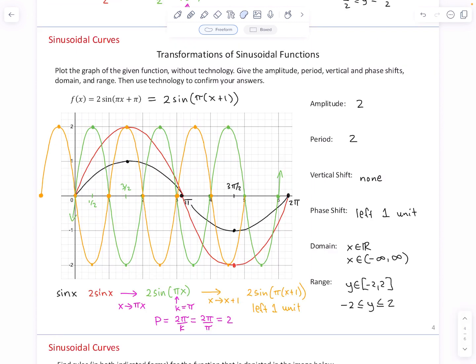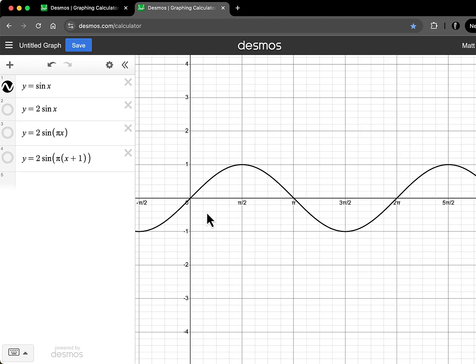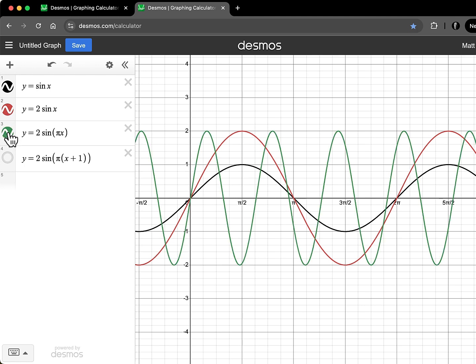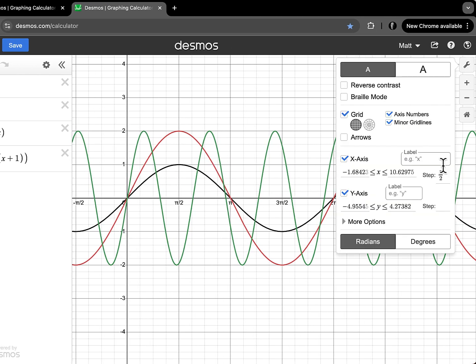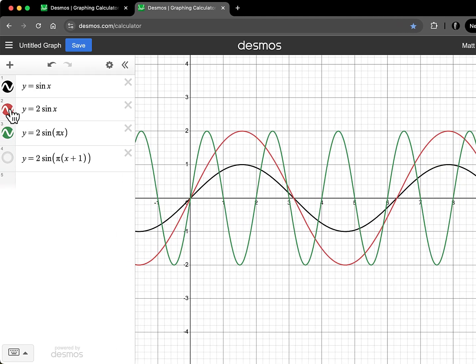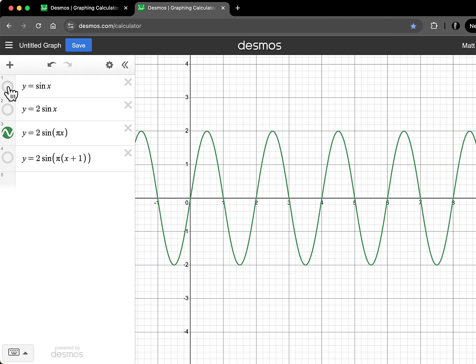Let's do this one with technology real fast. Here's a graph of our parent function, sine of x. We double it, producing a sinusoidal curve that has an amplitude of 2, but the same period. We change x to pi x. That'll change the period to be a period of 2. Now to see this better, I'm going to change my x scale by hitting the wrench and getting rid of this pi halves as my step size. And then I'm going to hide the red and the black. So here you can see the green wave has a period of 2. It completes 1 full cycle between x equals 0 and x equals 2.